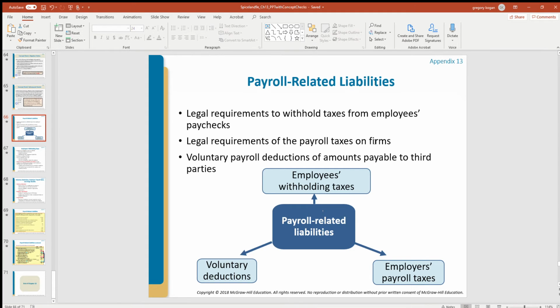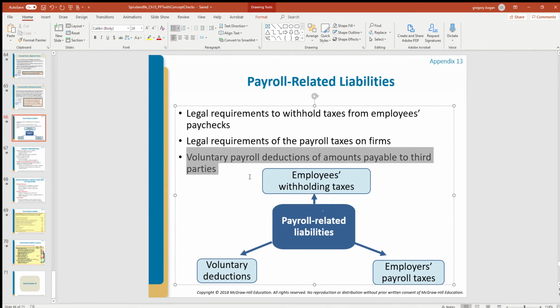So this is another heavily emphasized topic on the CPA exam for the FAR, so I wanted to go over it in detail. The payroll-related liability. This is a legal requirement to withhold taxes from employees' paychecks. And there's taxes, federal and state, then there's payroll, and then there's voluntary deduction for third parties.